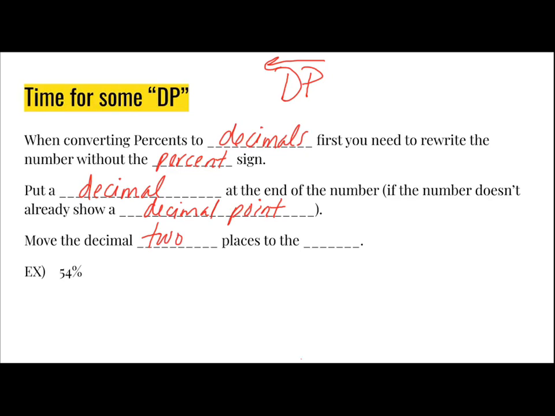Then I'm going to move the decimal 2 places to the left this time because I'm moving from the percent to the decimal. So I'm going to write 54% without the percent sign. I know that in the number 54, there's an understood decimal to be behind the 4. Now I'm going to move it 2 places to the left, 1, 2, and I end up with 0.54.